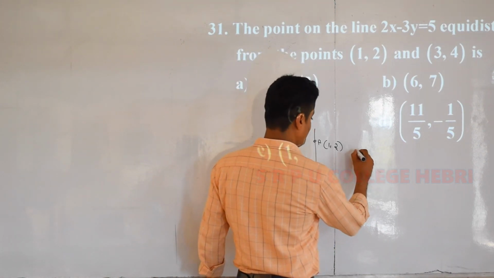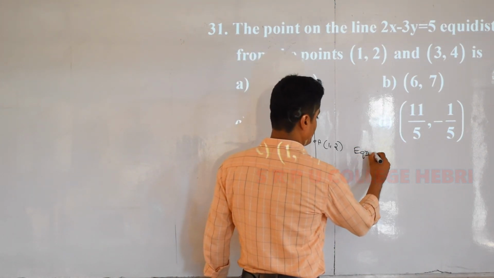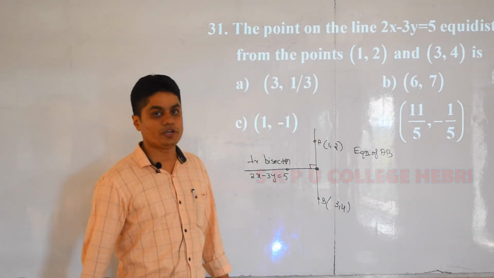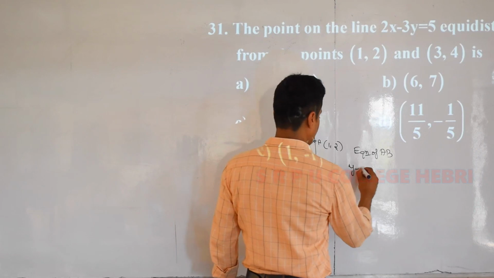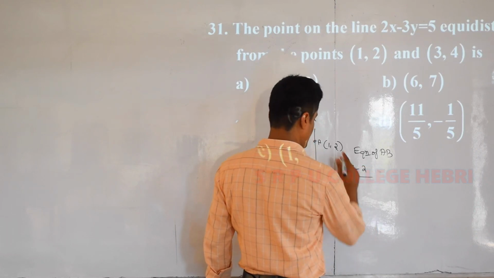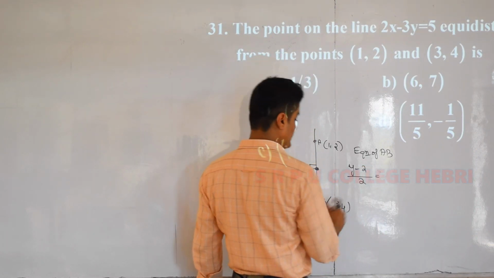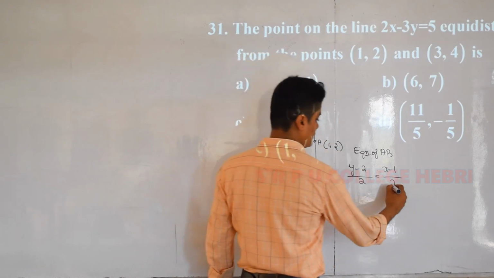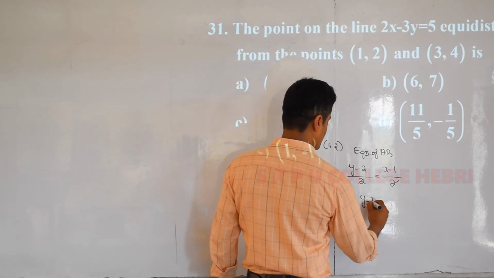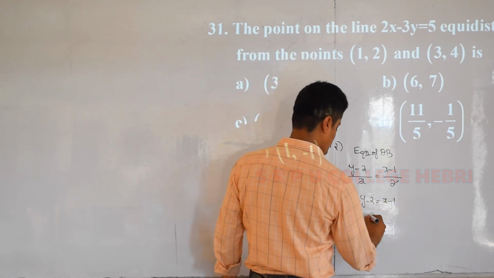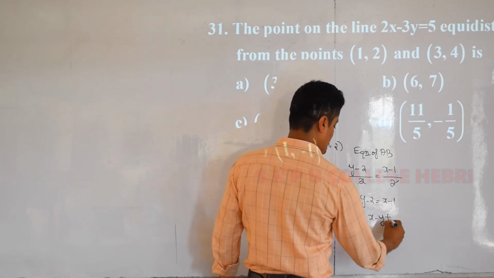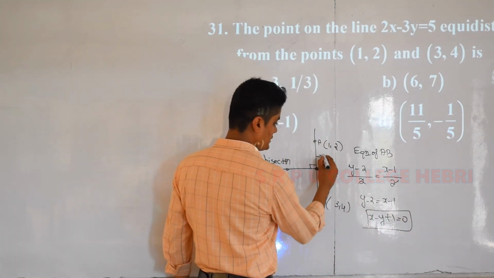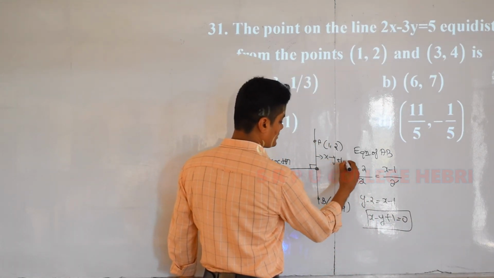The general method is to find the equation of AB using the two-point form. What is the two-point form? (y minus y1) divided by (y2 minus y1) equals (x minus x1) divided by (x2 minus x1). So the 2 cancels: y minus 2 is equal to x minus 1, so x minus y plus 1 is equal to 0. We got this equation as x minus y plus 1 equal to 0.